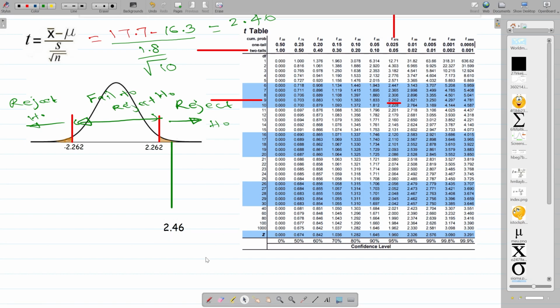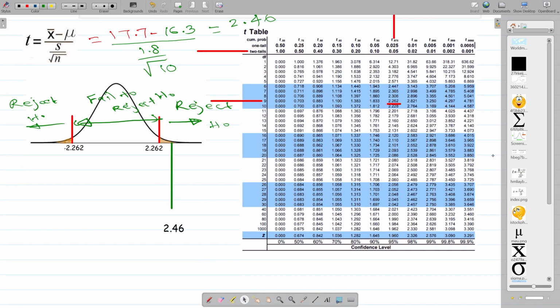Now let's look at how we can do this using the p-value method. Our test statistic value is 2.46 and the degrees of freedom is 9. We should find out where 2.46 is located. Go through that degrees of freedom 9 row. It is between 2.262 and 2.821. The test statistic value is between these two values.